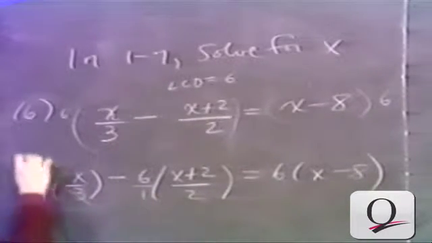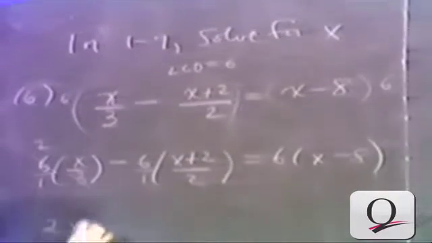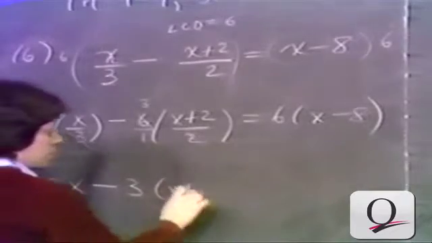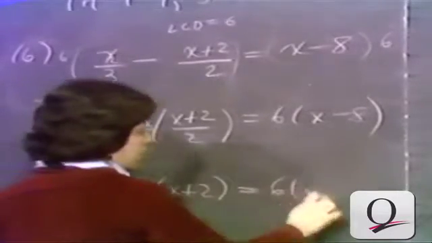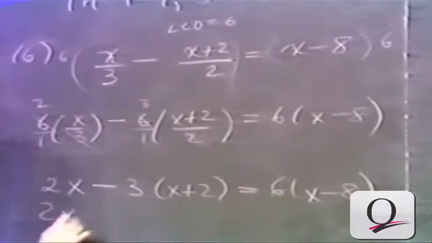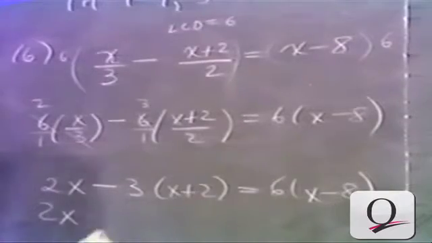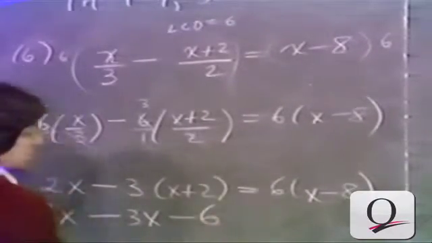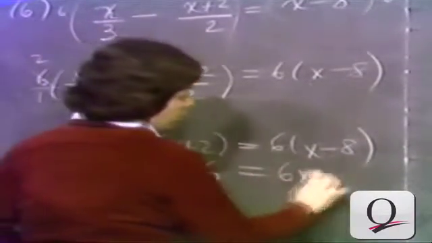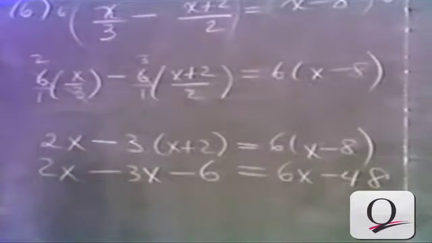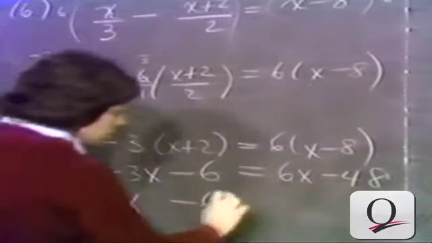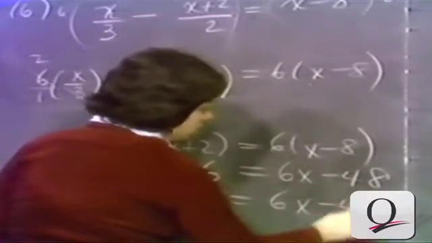Okay, 3 goes into 6 twice, leaving us with 2x, minus 2 goes into 6 3 times, leaving us with 3 times x plus 2 equals 6 times x minus 8. Now, using the distributive law, we have 2x here. Now, minus 3 to be distributed through the parentheses, giving us minus 3x minus 6 equals, and here distributing 6 through the parentheses, 6x minus 48. Well, 2x minus 3x, that gives us minus 1x minus 6 equals 6x minus 48.